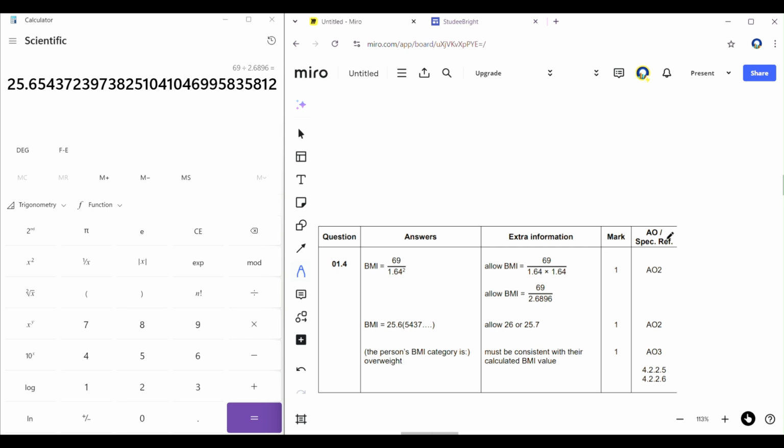So those are the ways that you can get your marks. You can see here that this is AO2, so it is application. You are taking that information and you're using your scientific knowledge, your scientific understanding to carry out this process and to use that formula that was given to you. So to apply that formula in that sense, and then you've got to get the category out of it.